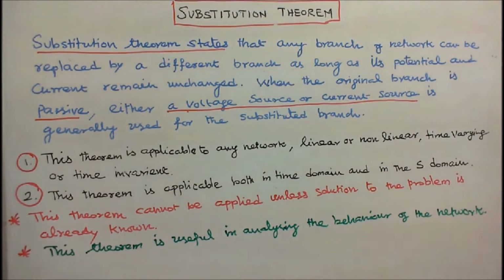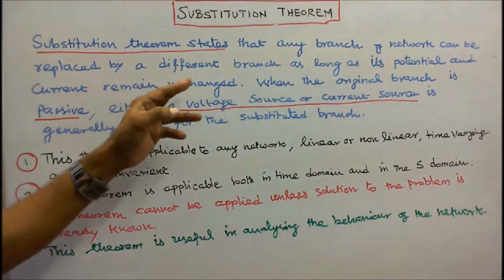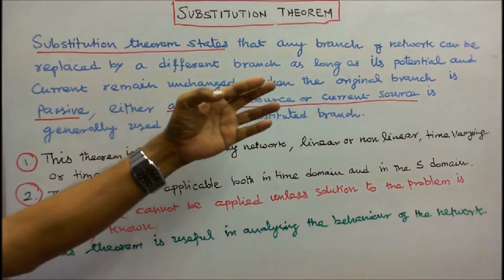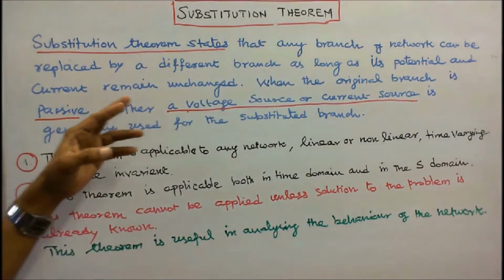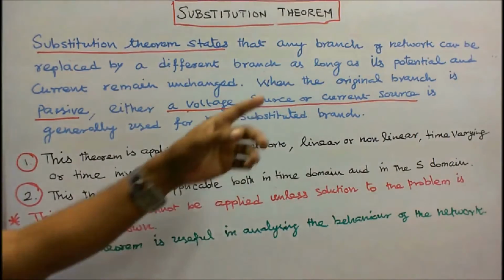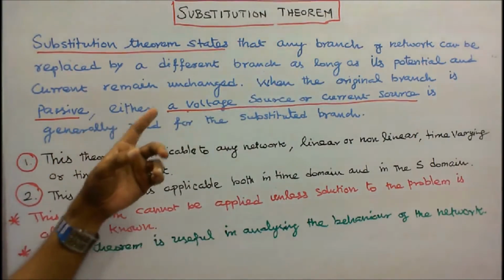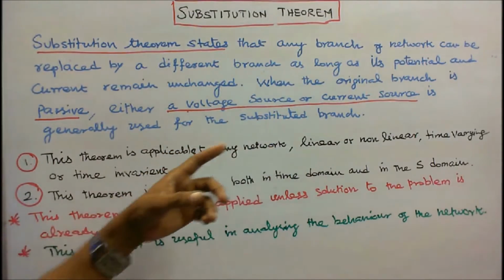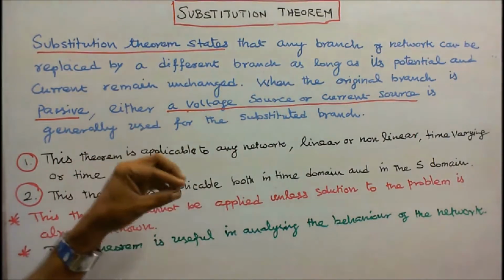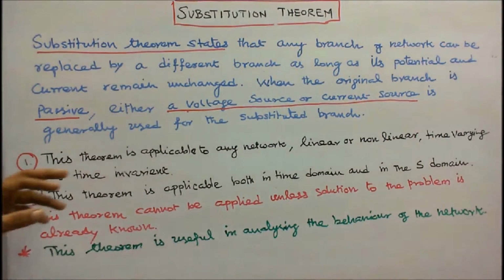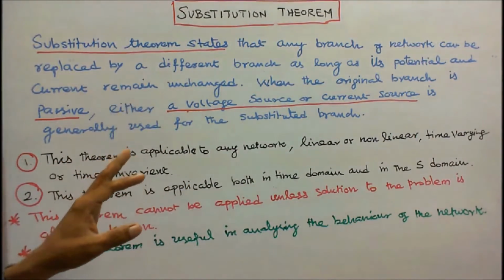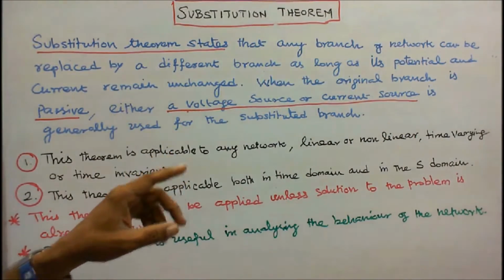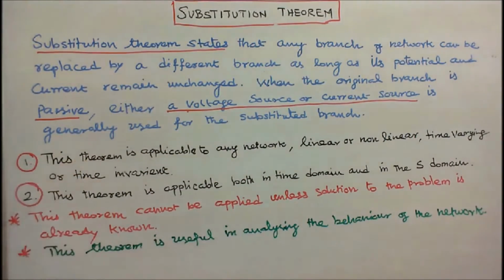In this class we discuss the substitution theorem. This theorem states that any branch of a network can be replaced by a different branch as long as its potential and current remain unchanged. When the original branch is passive, either a voltage source or a current source is generally used for the substituted branch. This theorem is applicable to any network, linear or non-linear, time varying or time invariant.